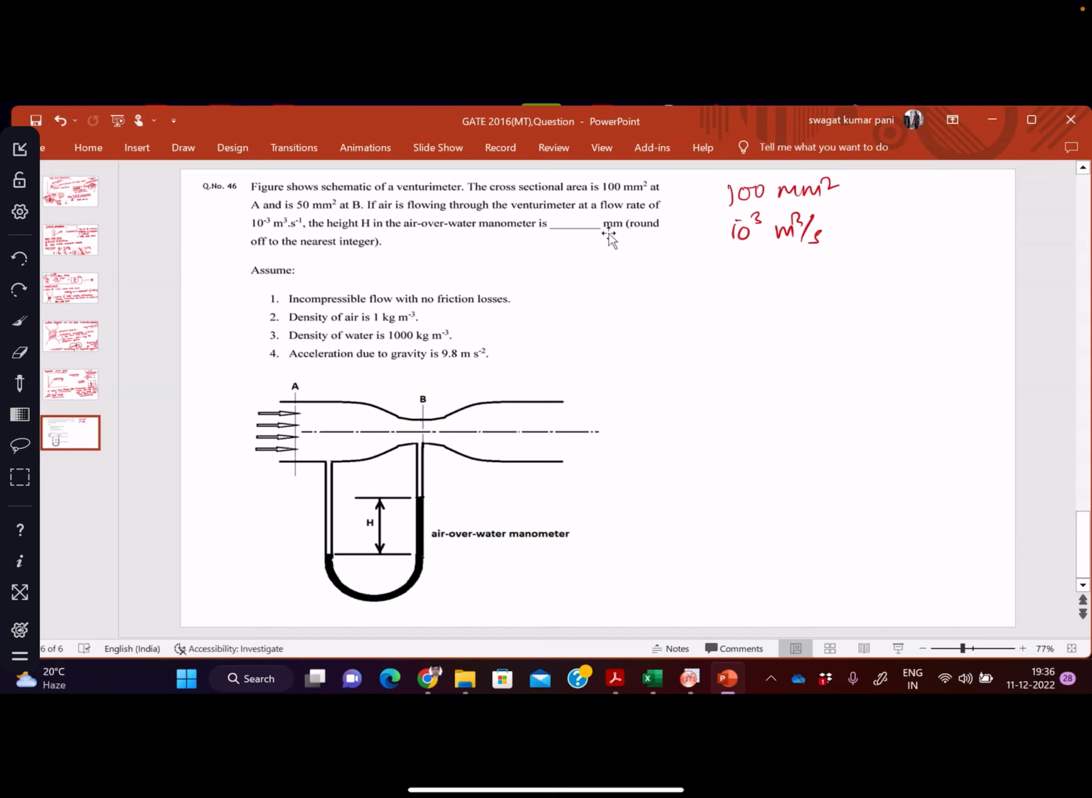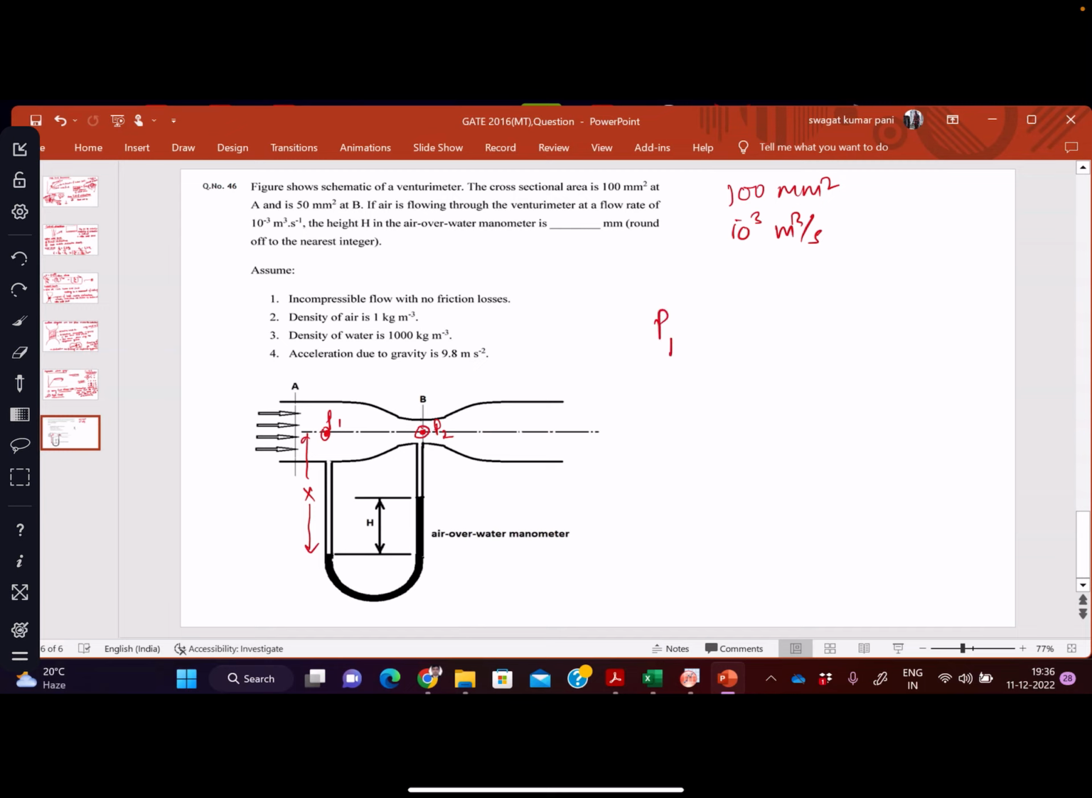So how do we solve these types of questions? First, you have to take two points. Suppose here we take this point as P1 and this point as P2, and we take this height as x. First we balance the pressure, because the pressure at this point and at this point will be the same. So we have to balance them first.